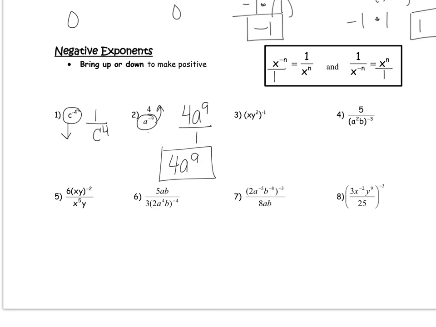Now some of you may be asking, well, why aren't I switching this 4? Well, what's the power of the 4? The power is 1. We only move negative exponents. That positive exponent of a 1 has got to stay.